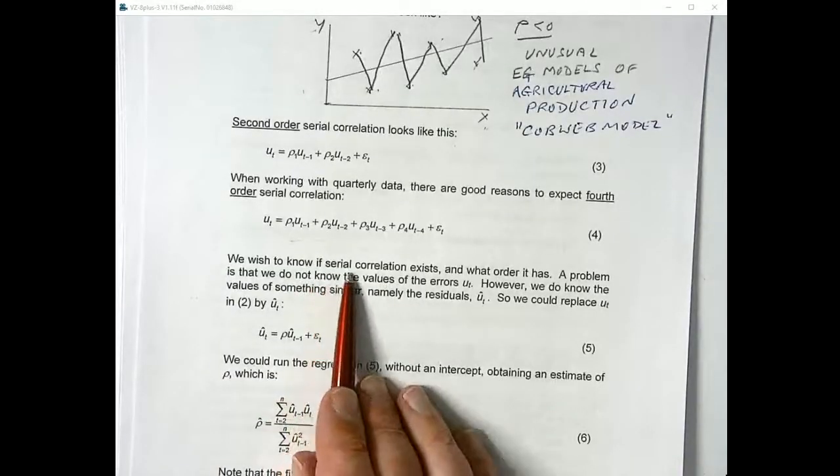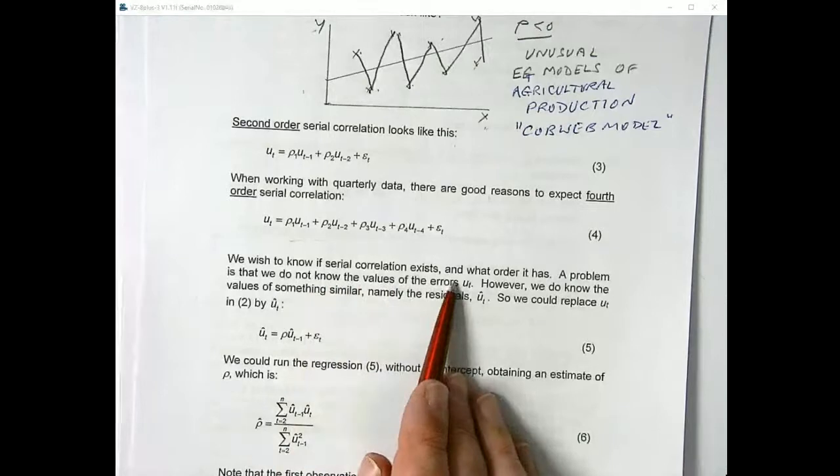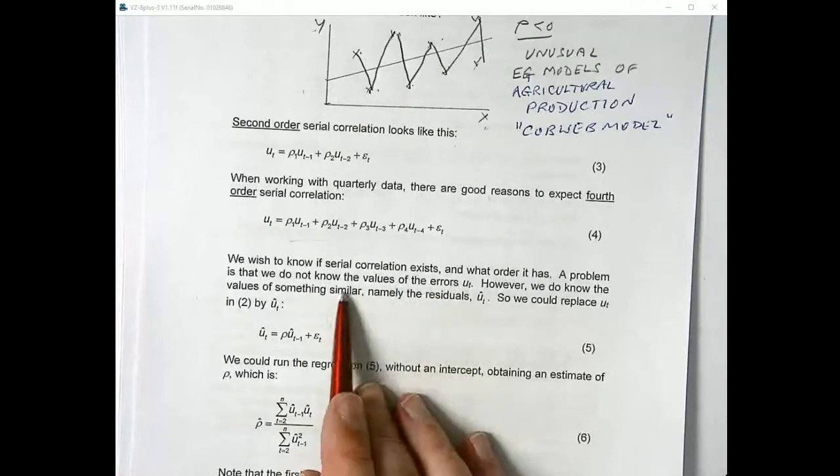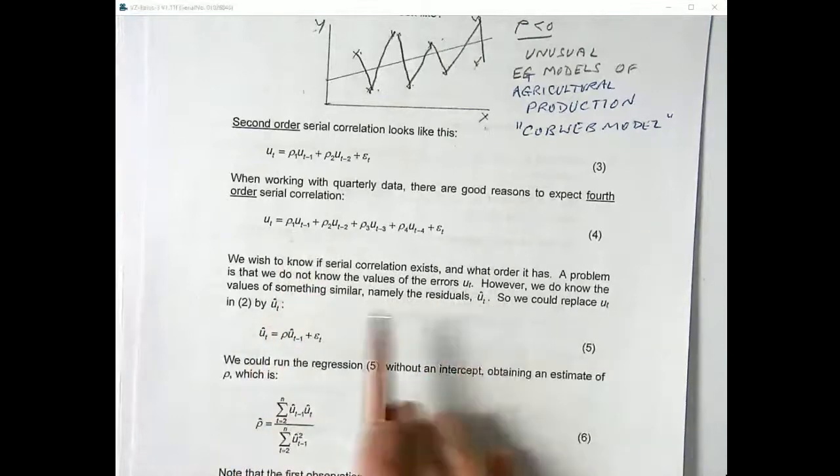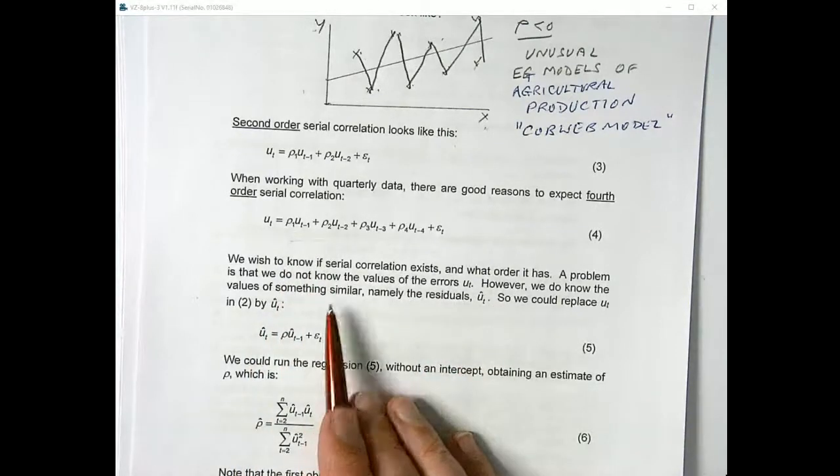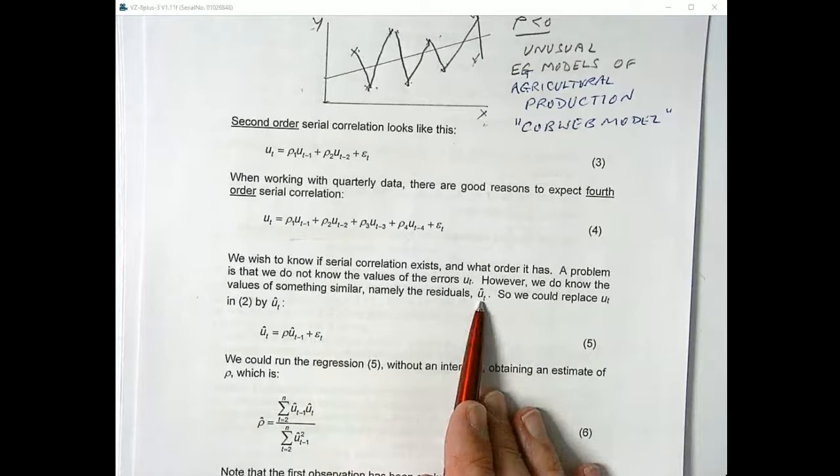We wish to know if serial correlation exists and what order it has. A problem is that we do not know the values of the errors u_t. However, we do know the values of something similar, namely the residuals u hat t.